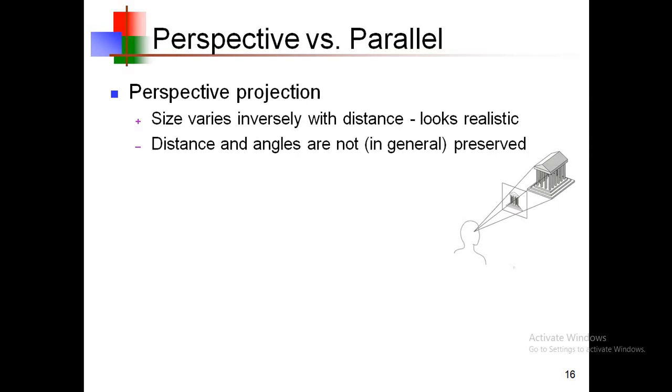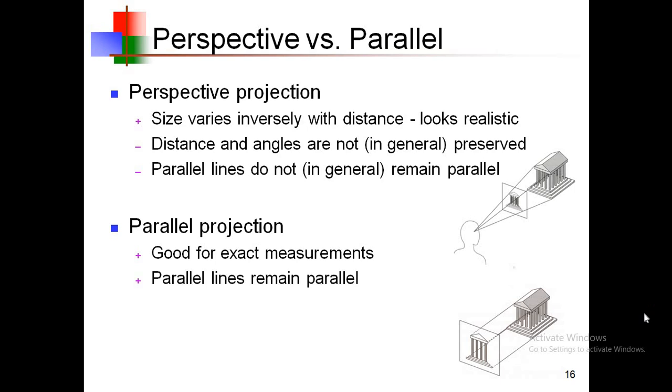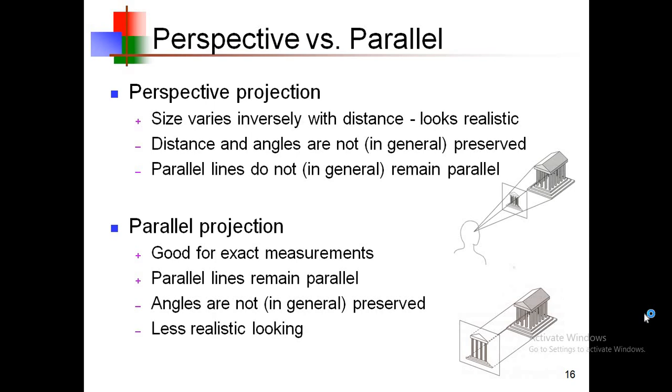Distances and angles are not in general preserved in perspective projection, and parallel lines do not remain parallel in general. Whereas parallel projection is shown diagrammatically here for conceptual clarity. It is good for exact measurements, for scientific and engineering measurements, and for design applications in mechanical and civil engineering. Parallel lines remain parallel here. Angles are not in general preserved, and it looks less realistic compared to perspective projections.